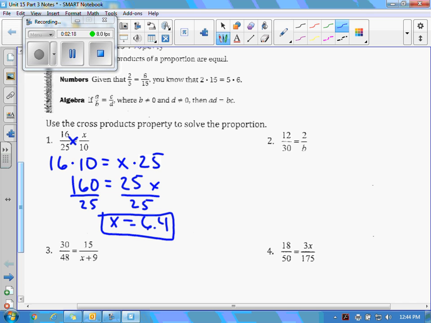For number 2, I would do 12 times b equals 2 times 30. So that's 12b equals 60. Then I can divide by 12 to solve for b, and get b equals 5.